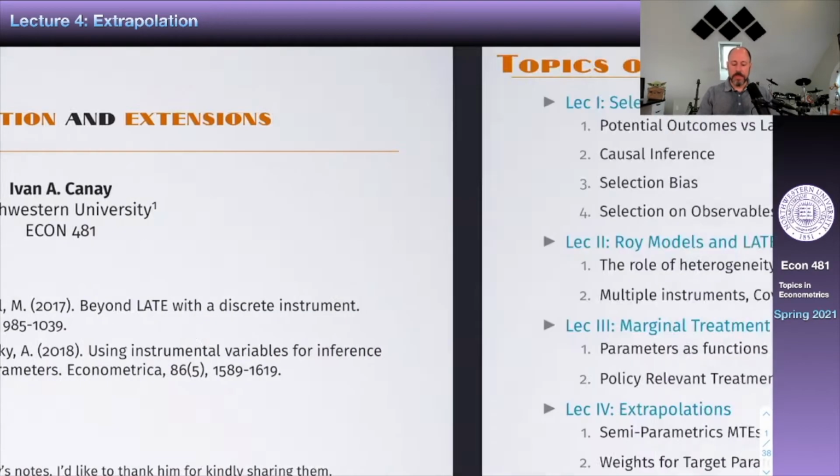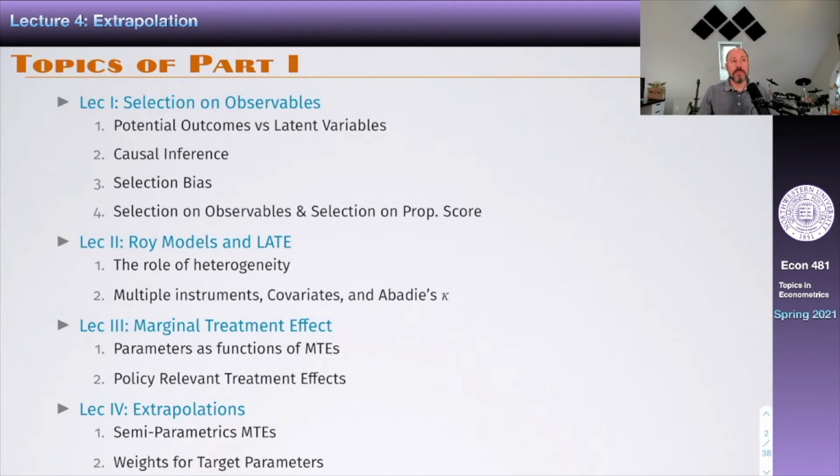Okay. All right. So this is where we are. We're in this lecture 4 about extrapolations, and so far we covered an entire lecture on selection and observables. We talked about what we could do there. We talked about selection bias, and we introduced the propensity score. Then we talked about selection and unobservables. We introduced the role of heterogeneity and observed heterogeneity, and then we described the Roy model and the local average treatment effect, as well as ways to incorporate, for example, covariates through stuff like the Abadie kappa.